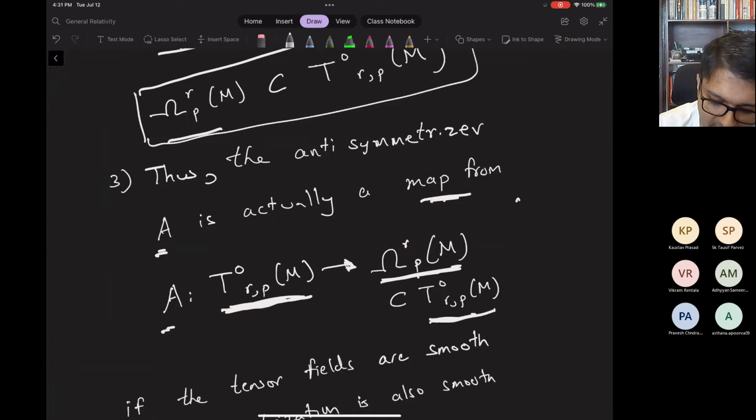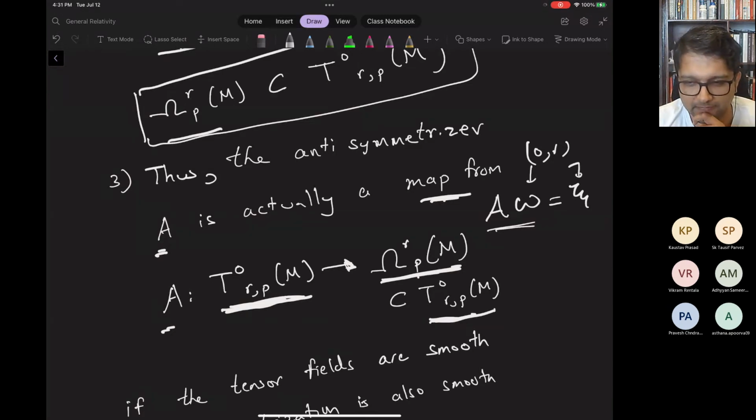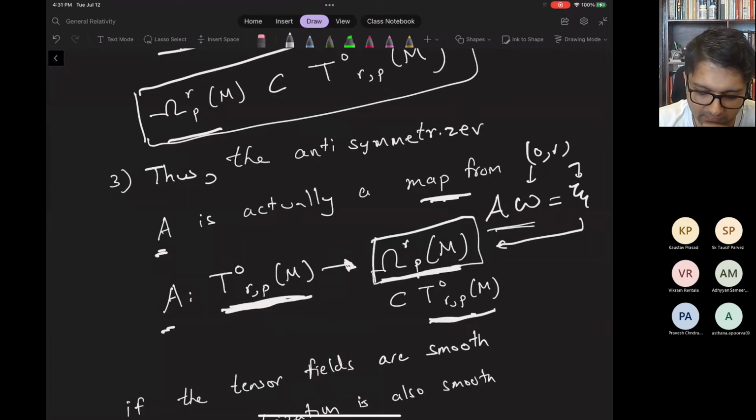That is, if I supply a general 0R tensor and I act with the anti-symmetrizer, then the result of this operation, let me call it psi, is a totally anti-symmetric tensor. And this totally anti-symmetric tensor is of type 0R, and therefore it's an R form. This is a subset of tensors of type 0R at the point P.